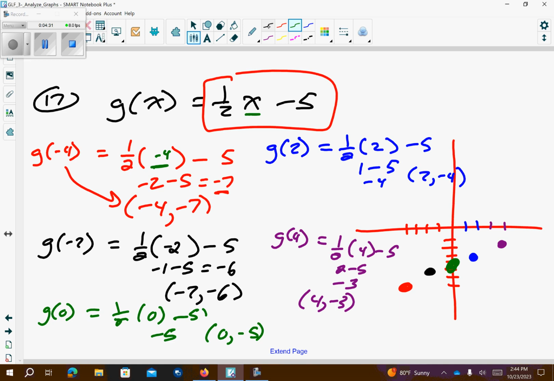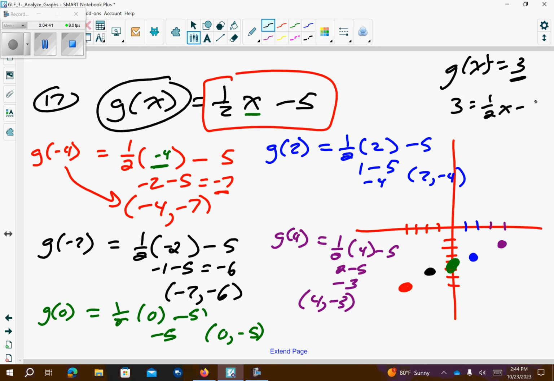And then our last problem that we want to take a look at is they have g of x is equal to 3. Okay, so I'm going to replace g of x with 3. So I have 3 equals 1/2 x minus 5. Add 5 to both sides, so I get 1/2 x equals 8. Multiply both sides by 2, so I'm going to get x equals 16. So 16 comma 3, that's our point. So 16 comma 3 is way off our graph, so we can't even see it.